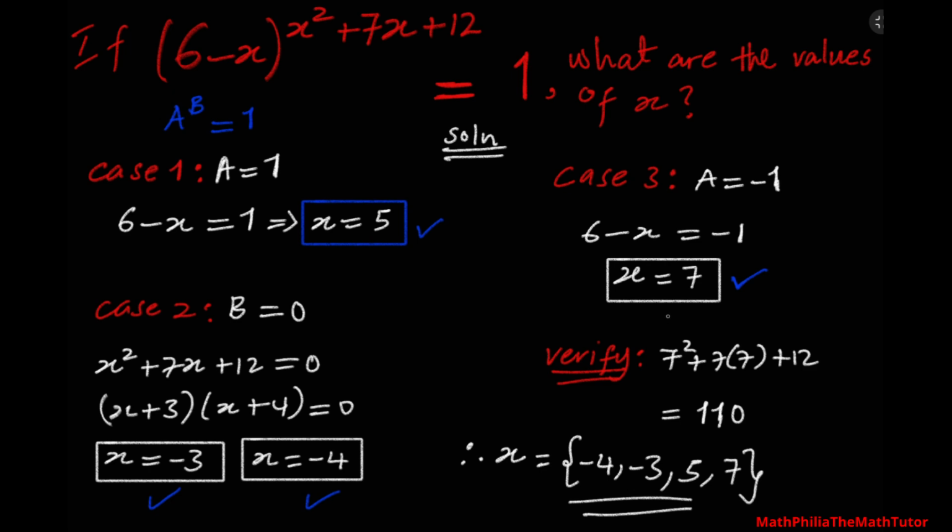Okay, if we happen to get maybe something like 111 after substituting 7, that is an odd number, then we have to eliminate 7. It wouldn't be an answer. Okay, so just be careful of that, because some people forget to verify case 3.